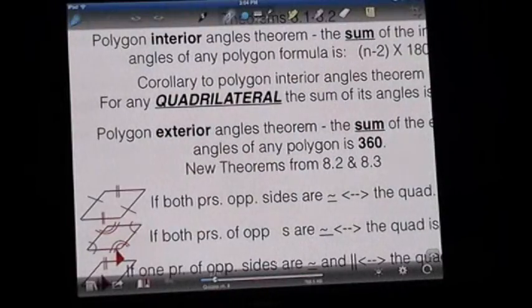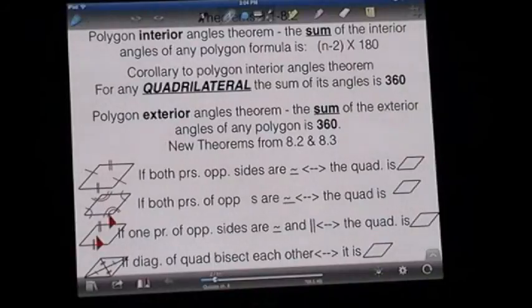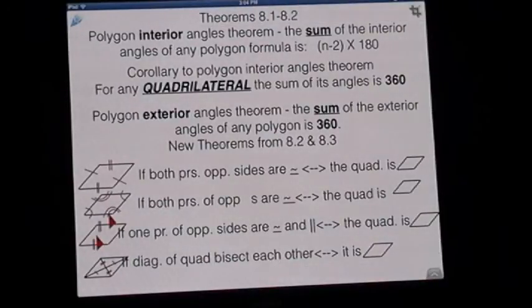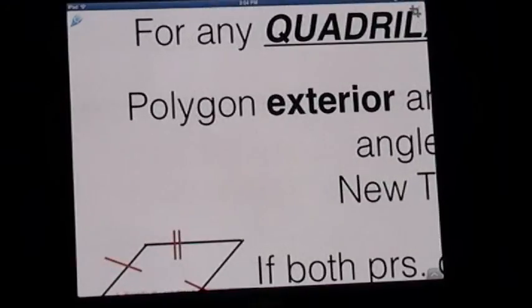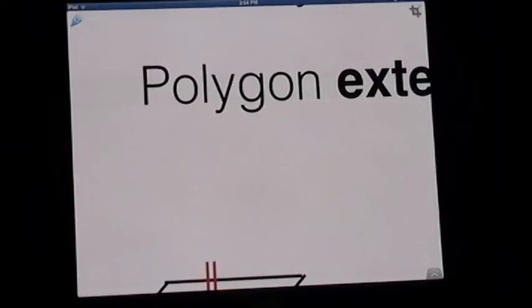Now you can pause this presentation at any point on your computer so that you can write down whatever's there, so I can just keep moving. Alright, now the polygon exterior angles theorem says the sum of the exterior angles of any polygon is always 360. Alright, so what you want to do there is draw yourself a polygon. Don't draw a four-sided polygon or you'll get confused over whether it's just for quadrilaterals.